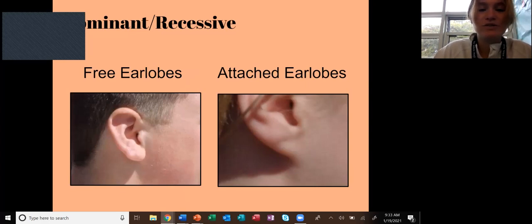Some other dominant traits would be free earlobes versus attached. This is one of those that I can't really feel, I kind of have to see it in the mirror to figure it out. I think mine's attached. It's not something that you necessarily notice until we start talking about it.